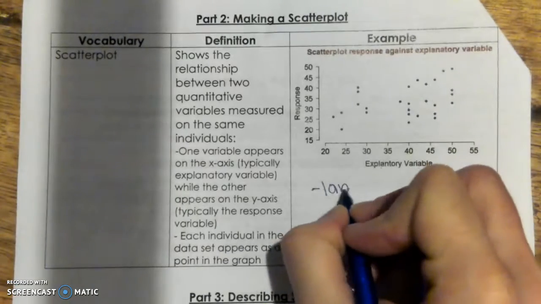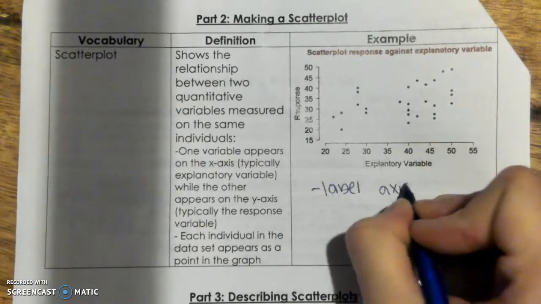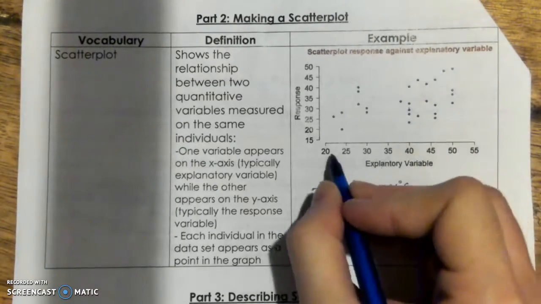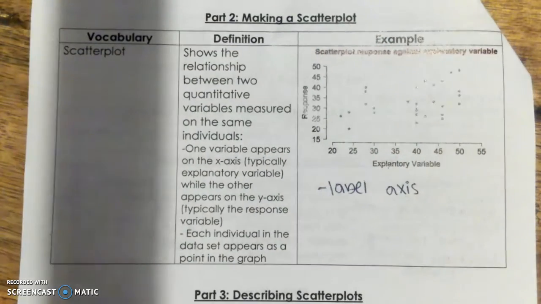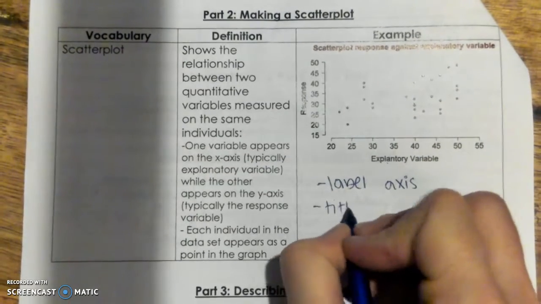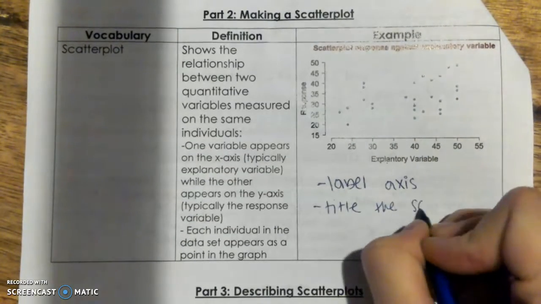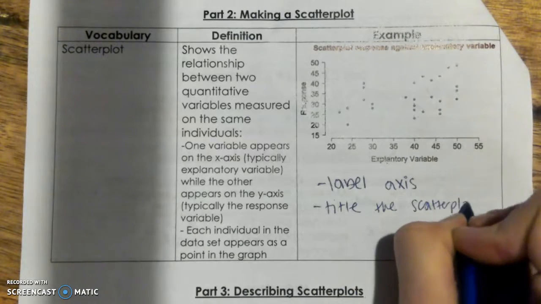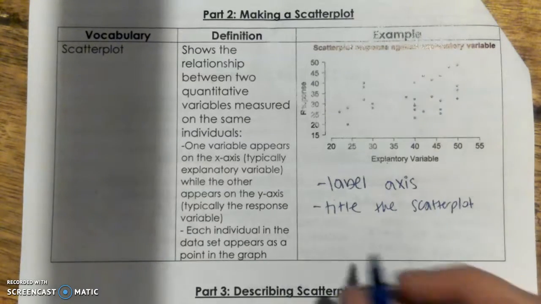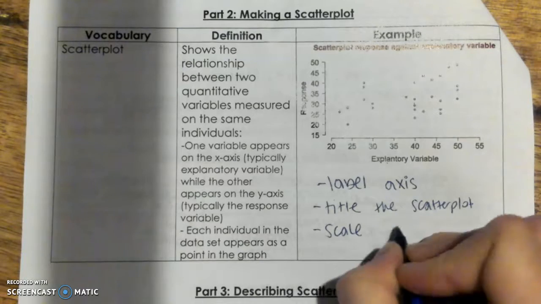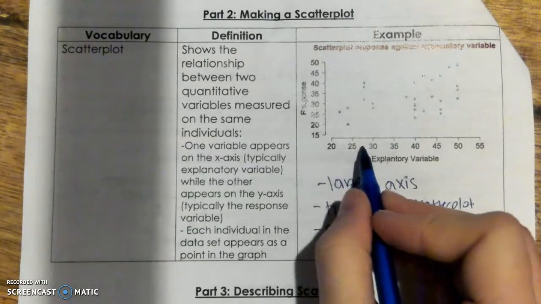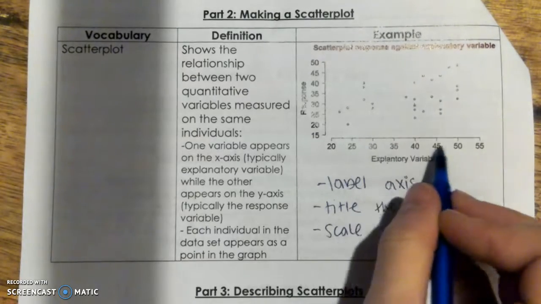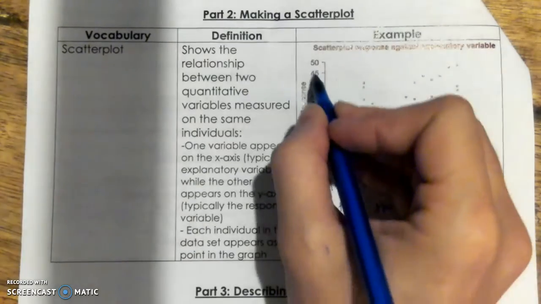When you're creating a scatter plot, you always want to make sure you label both axes, right? You label it with the correct numbers, and with the explanatory and response variables. You also want to title it, and you want to scale correctly. Do you see the scale here is we're going by 5s?